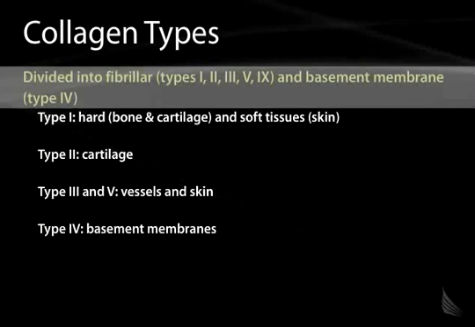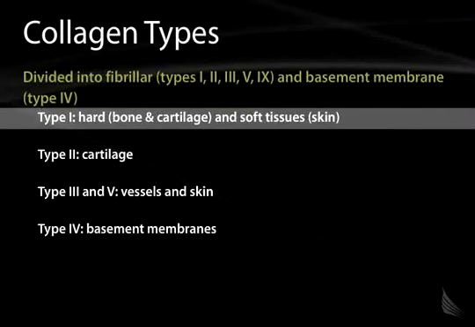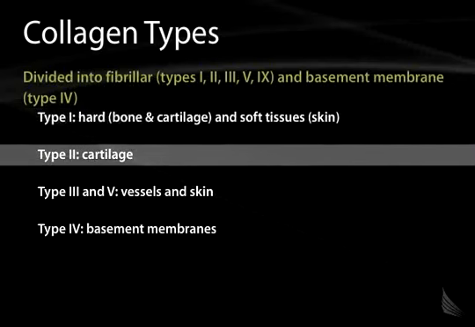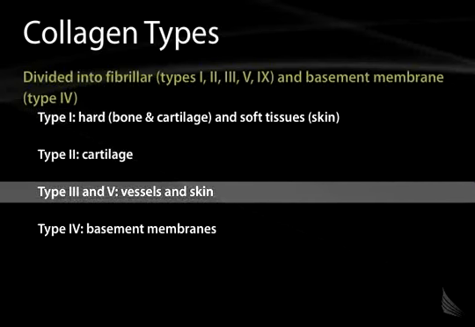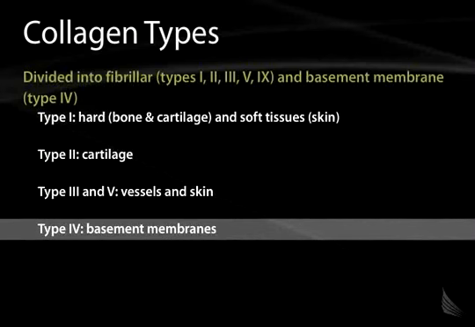Different types of collagen have different functions. Type 1 collagen is the collagen that you see in bone and cartilage and soft tissues like the skin. Type 2 you see in cartilage. Types 3 and 4 are in blood vessels and in skin. And again, as we mentioned before, type 4 is found in basement membranes.